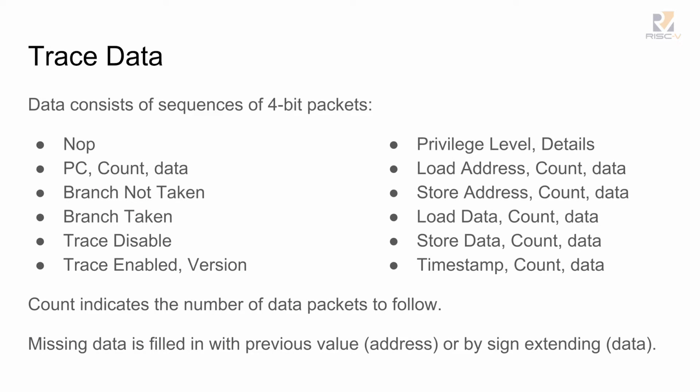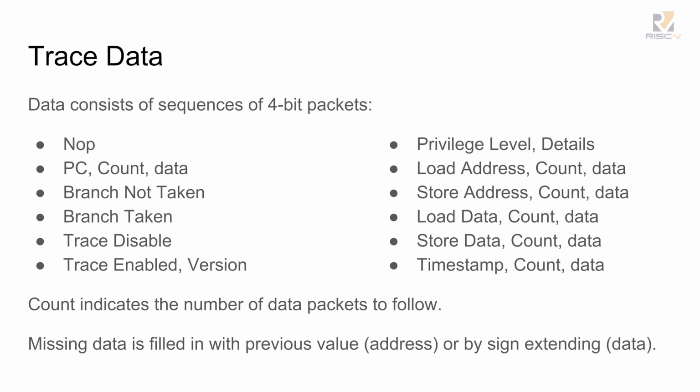There's a simple trace spec, where basically trace data consists of sequences of 4-bit packets. The simple one is the NOP packet, which is 4 bits and doesn't do anything. More interesting is a PC sequence, which starts with a PC packet, then a count packet, and then a number of data packets. The count is there in case you don't want to send the whole PC.